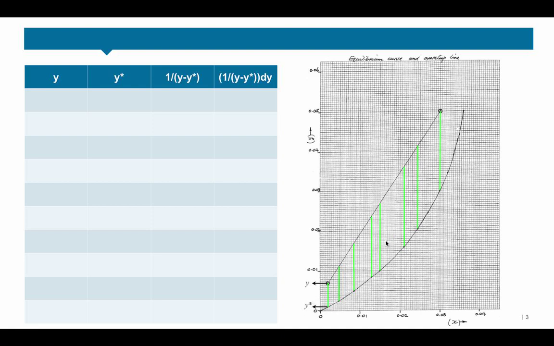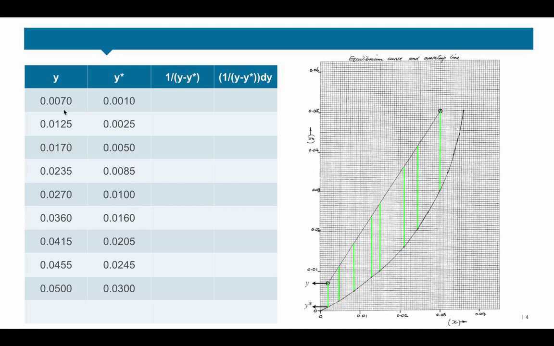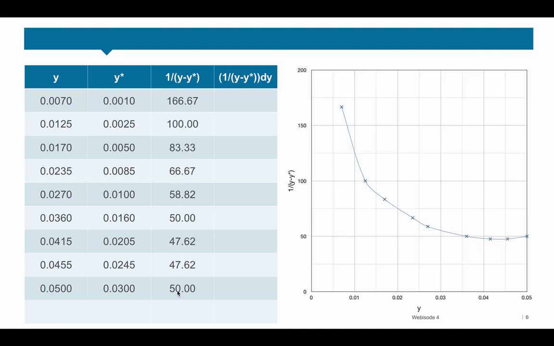Once we've done that for a bunch of different pairs, we can populate a table like this. Now, using our spreadsheet functions, we can just calculate 1 over y minus y star and fill in this column of the table, and then we can start to do our integration. It's not actually necessary to draw this graph to be able to do this integration, but I've drawn it here to illustrate it for you.